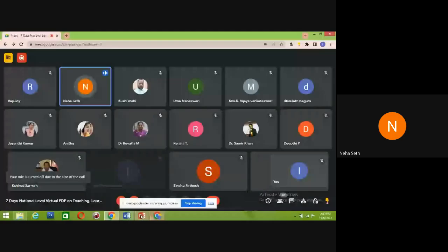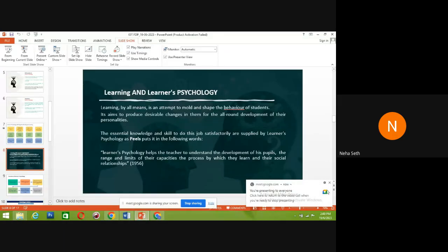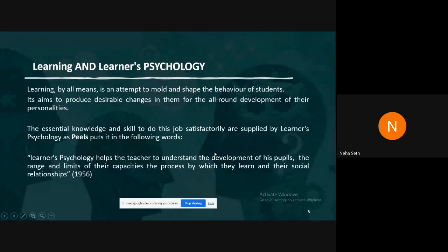Once you talked about learning and understanding the psychology of students and how it is helpful in the teaching and learning process. Further, we are going to talk about what learning is and how it is related to learning psychology. Basically, learning is an attempt to mold and shape the behavior of our students.